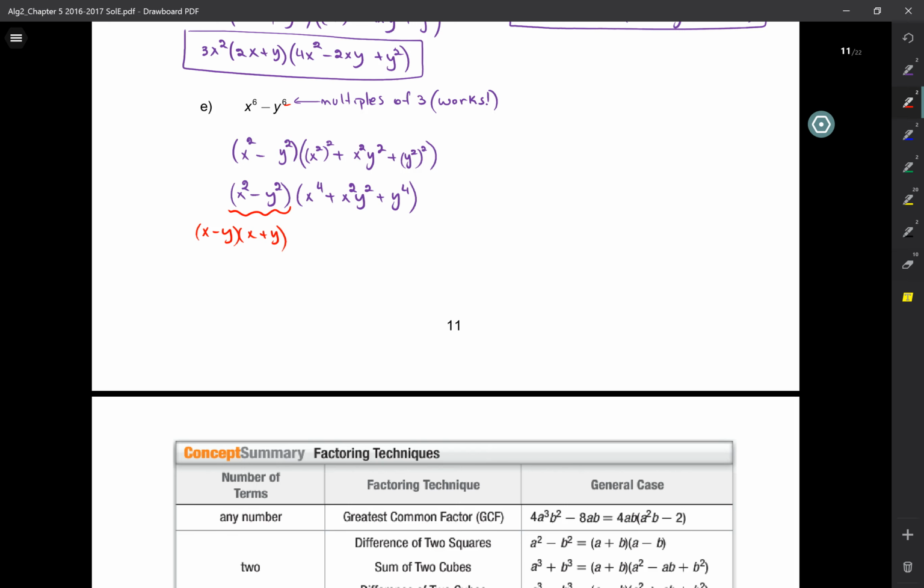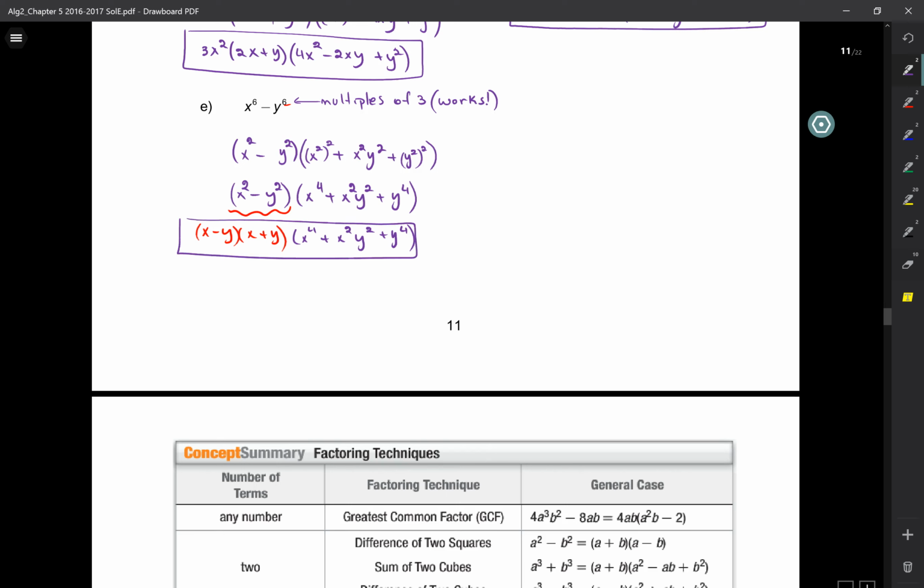What about this one? Can I factor that anymore? I don't think so. Okay, so this is x to the 4 plus x squared y squared plus y to the 4. So that's the final answer. All right, so what if you had stopped one step before? Well, then you haven't gone all the way. Okay, that's at most half credit. Okay?